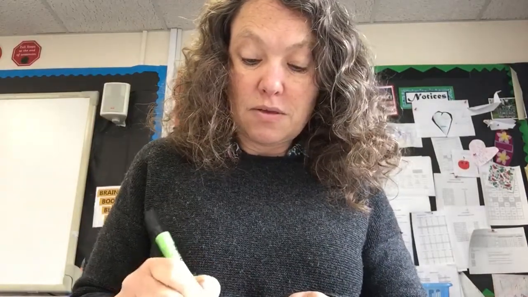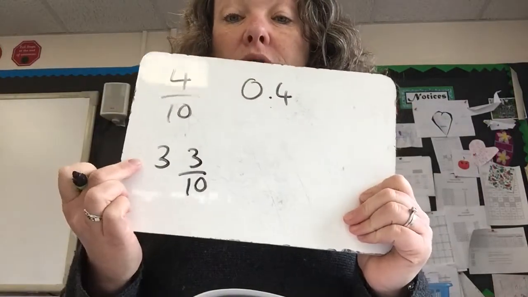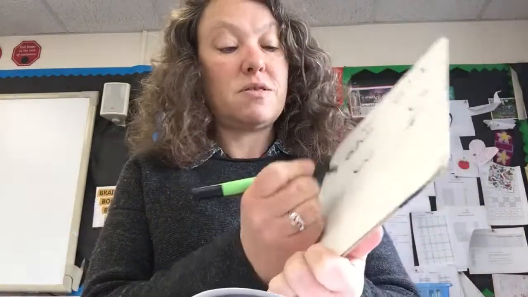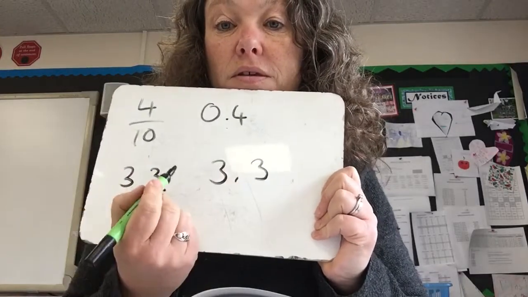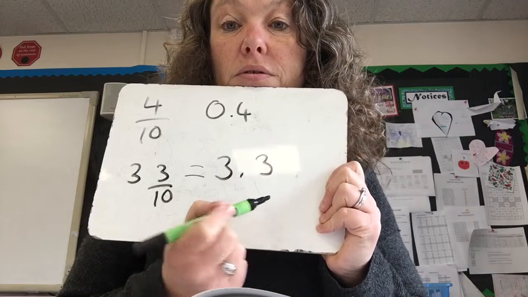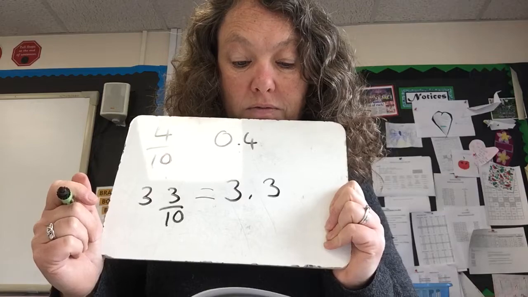If we look at number 12, it's 3 3/10. So 3 stays the same because it's still 3 whole ones. Now we have to write 3/10 down, so it's going to be 3.3. So 3 3/10 is the same as 3.3. So A I think is fairly straightforward. When you move on to B, we're moving into hundredths now.